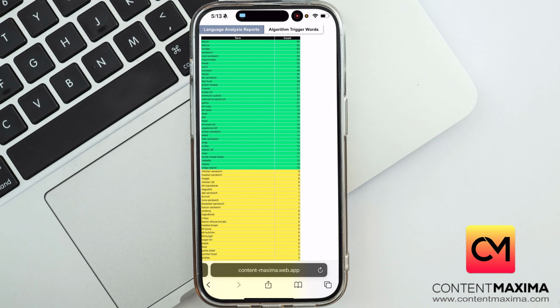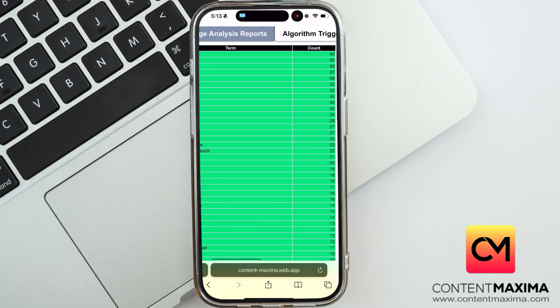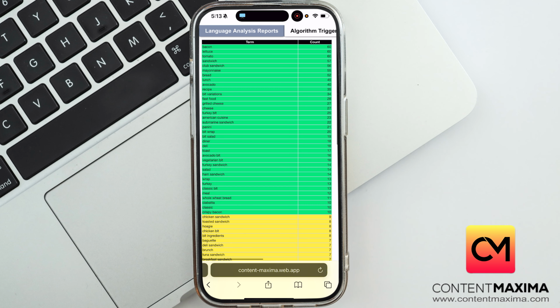And we tally those trigger words here. These are the words that algorithms would expect if you're talking about a BLT sandwich. And you'll see right up here at the top, it makes a lot of sense. What are the first three most important terms for a BLT sandwich? Well, isn't it bacon, lettuce, and tomato? That's literally the definition of the sandwich.